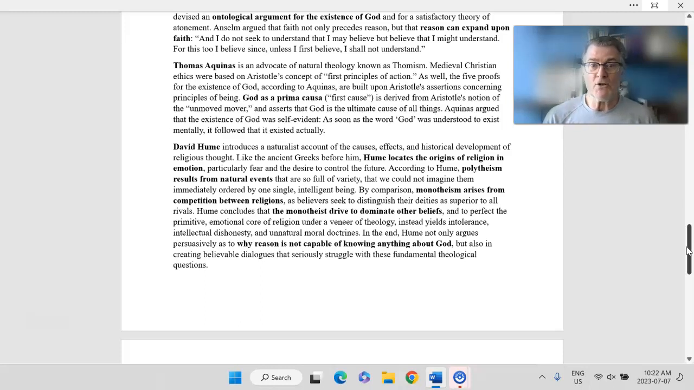So Hume not only argues persuasively as to why religion is not capable of knowing anything about God, but also in creating believable dialogues that seriously struggle, right, with the more fundamental theological questions about its existence. We're more bogged down with using emotion to argue that our God is better than your God. And that completely deflects away from those deeper theological questions about the existence of this entity in the first place and how morality works in the world.